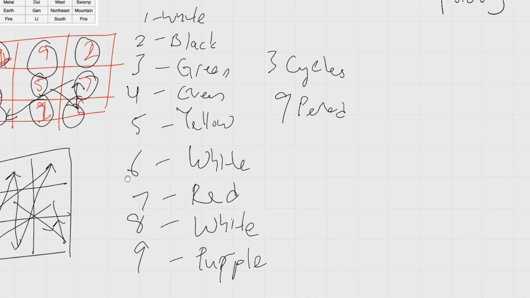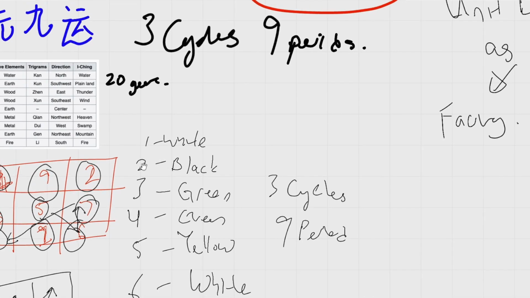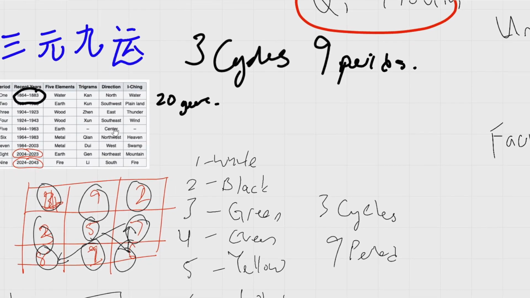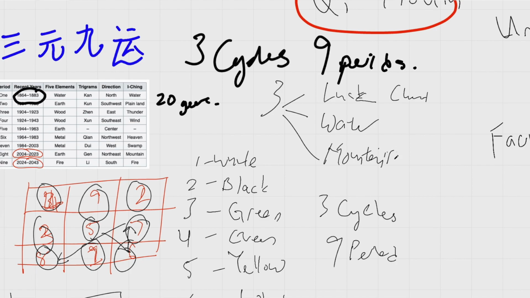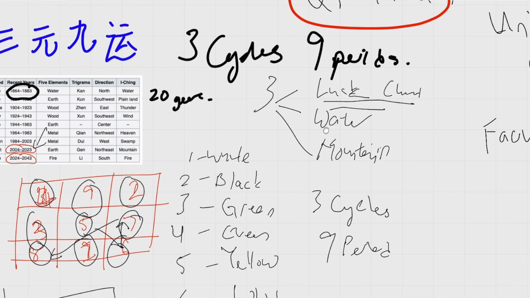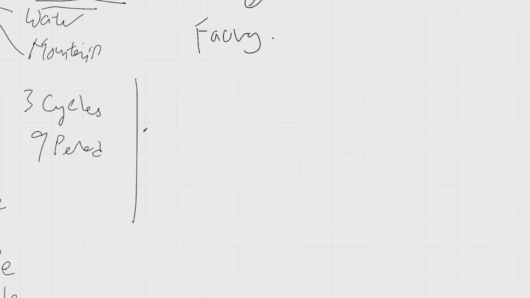This forms the basis of how you are going to plot our natal chart. The natal chart has three parts: the luck chart or luck arrangement, water and mountain. The first one we need to plot is the luck, and it always starts from the period that we are in, and currently we are in period 8. So how we are going to do this is, again, the Luo Shu chart.